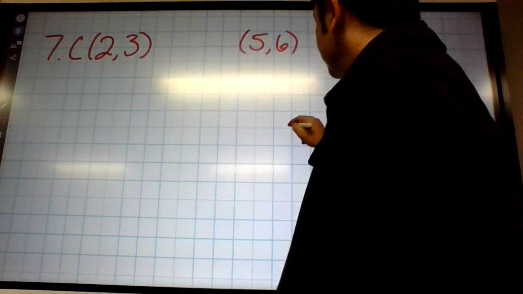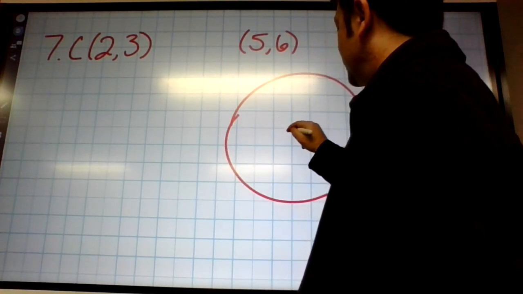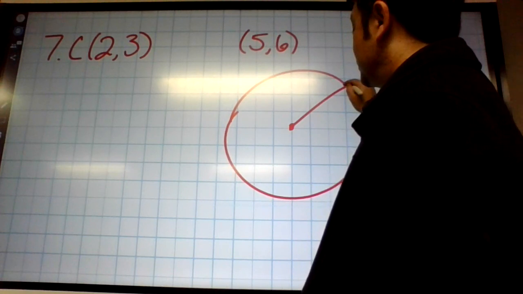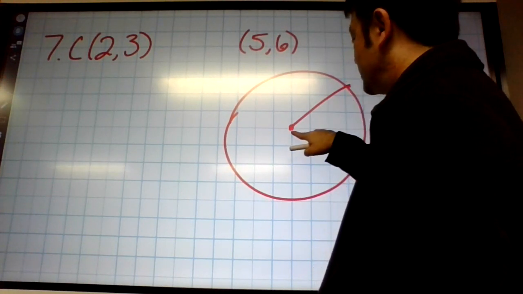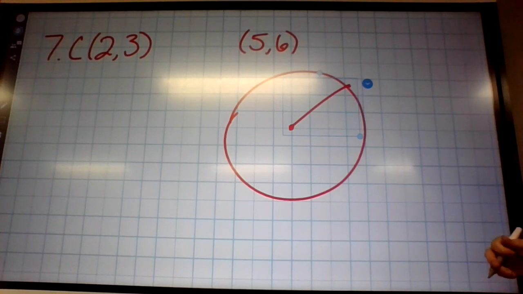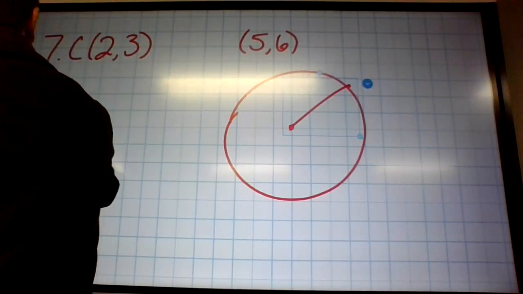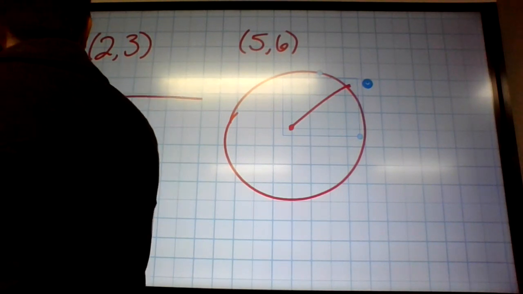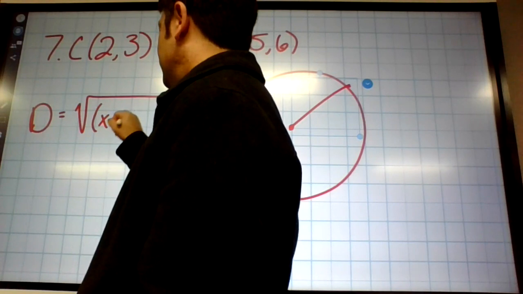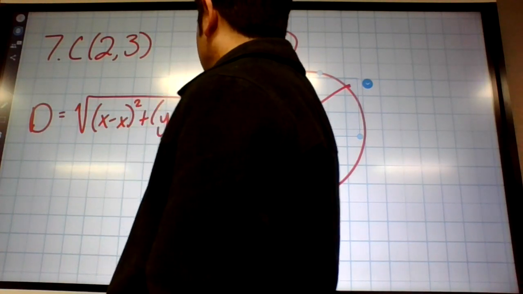The distance. The radius would be the distance between the center and a point on the circle. So how do we find the distance between 2 points on a graph? Distance formula. You guys remember this? x minus x squared plus y minus y squared, square root of all that.